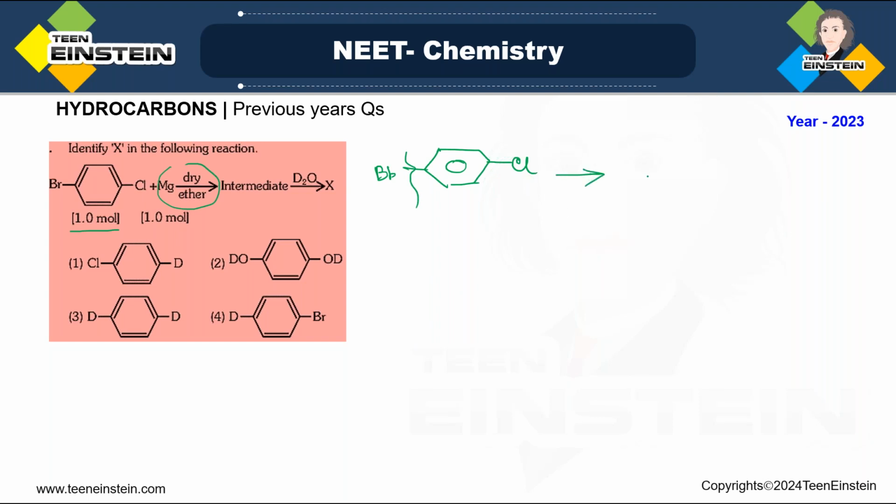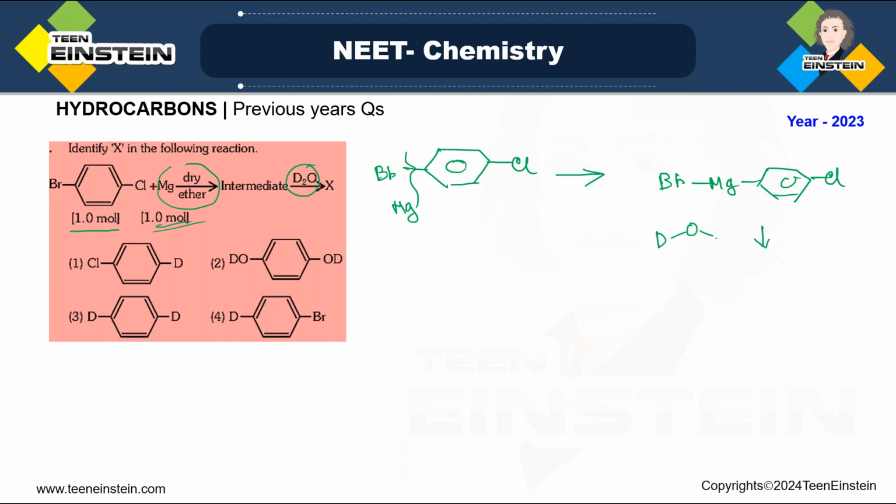So that is why, when you are treating it with 1 mole of Mg in dry ether, see here it is specifically mentioned 1 mole. So the ratio of magnesium to the benzene derivative is 1:1. So it is not that on one side you will make MgBr and on the other side MgCl. No, it is not that. It is 1:1. So specifically Mg will be inserted on the bromine side, and you will get BrMg. In the rest of the part there is no change. So this is the intermediate, and finally you are treating it with D2O.